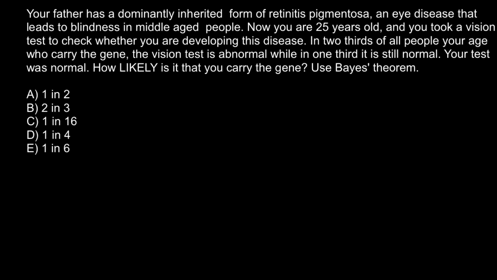In 2/3 of all people of your age who carry the gene, the vision test is abnormal, while in the 1/3 it is still normal. Your test was normal. How likely is it that you carry the gene? Use Bayes' theorem in order to solve this problem, and here are 5 answers to choose from.